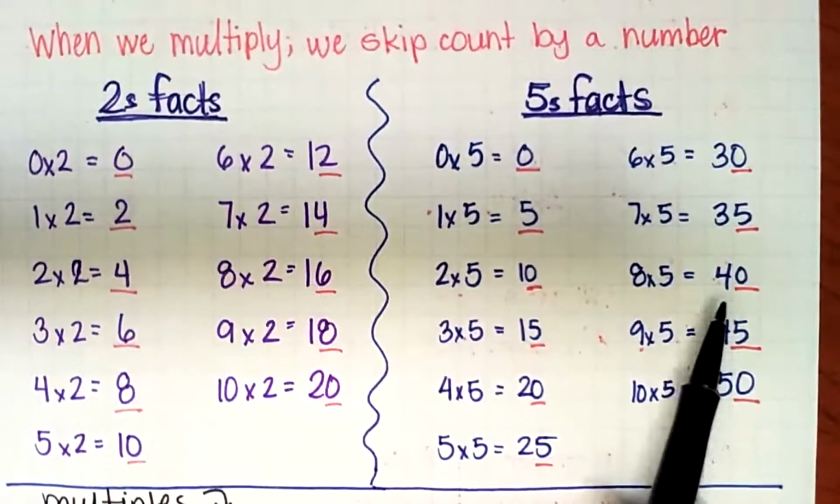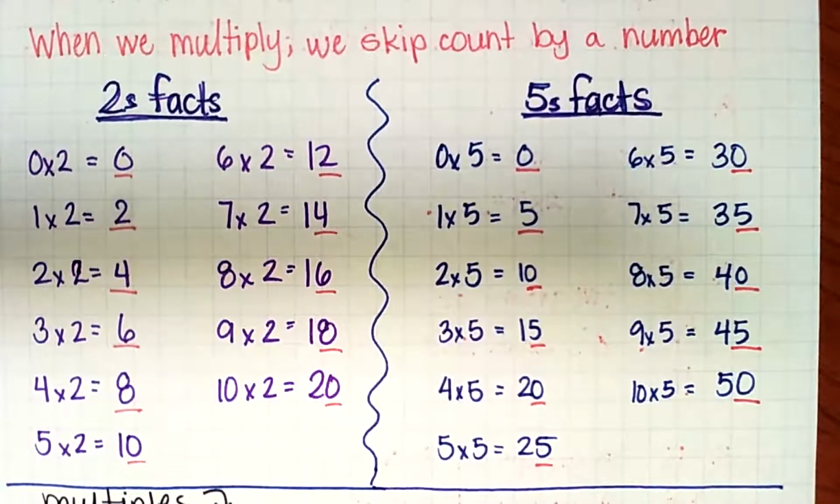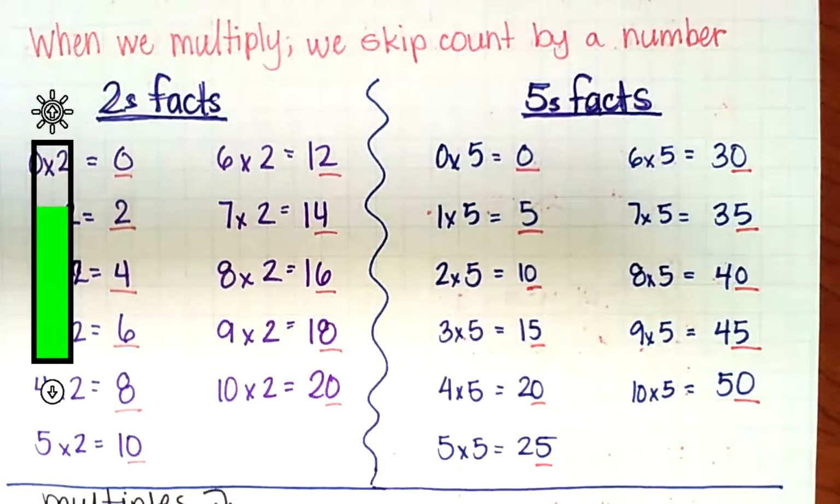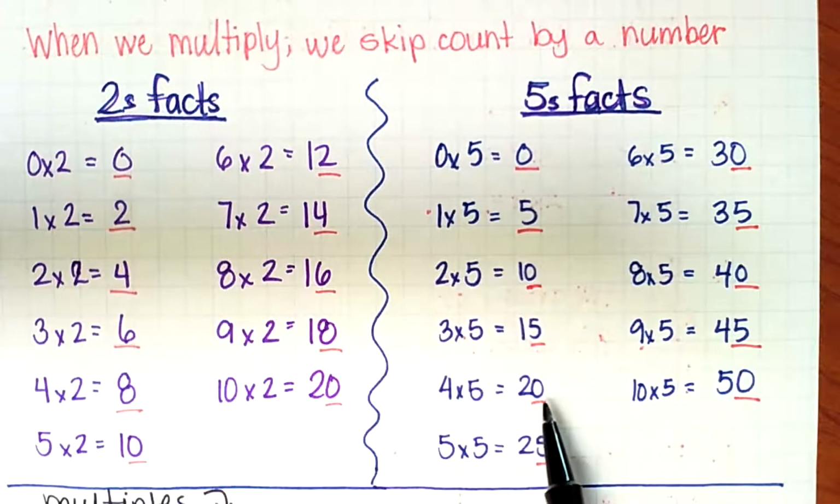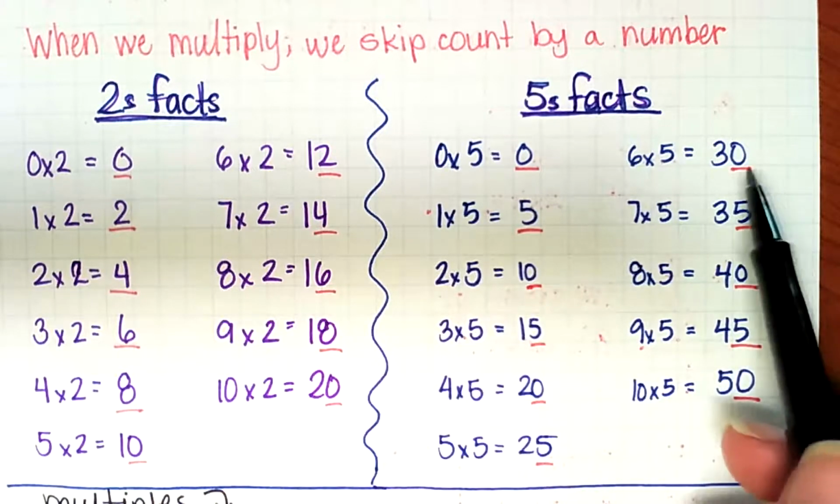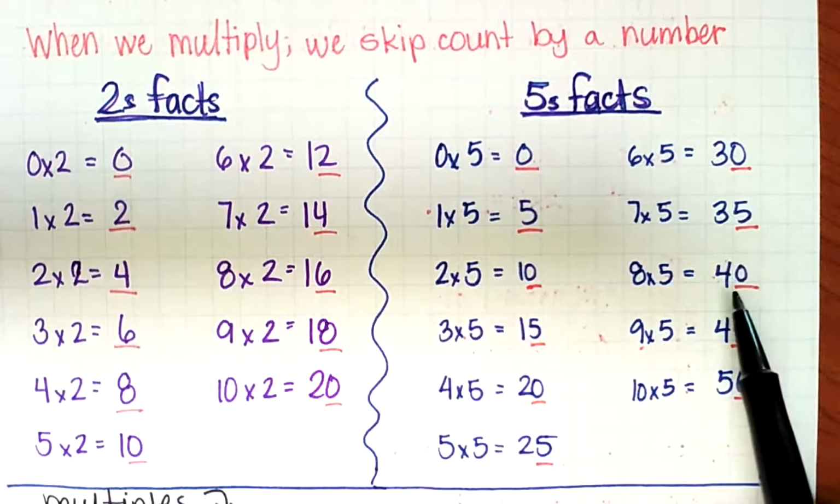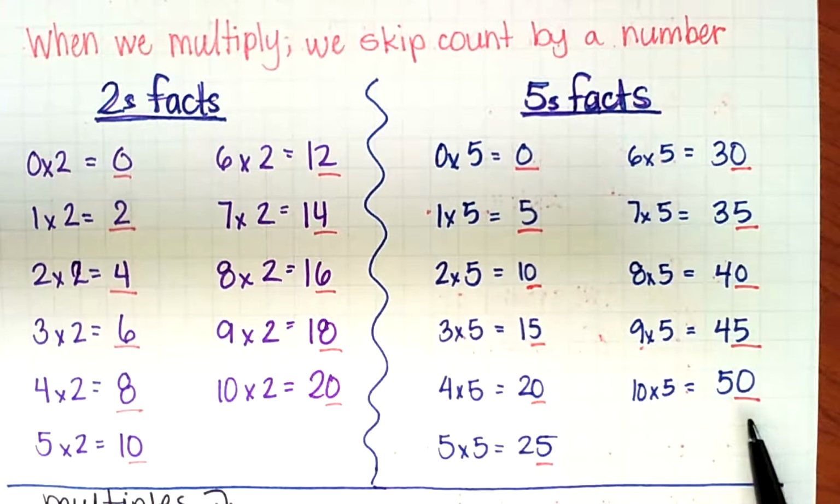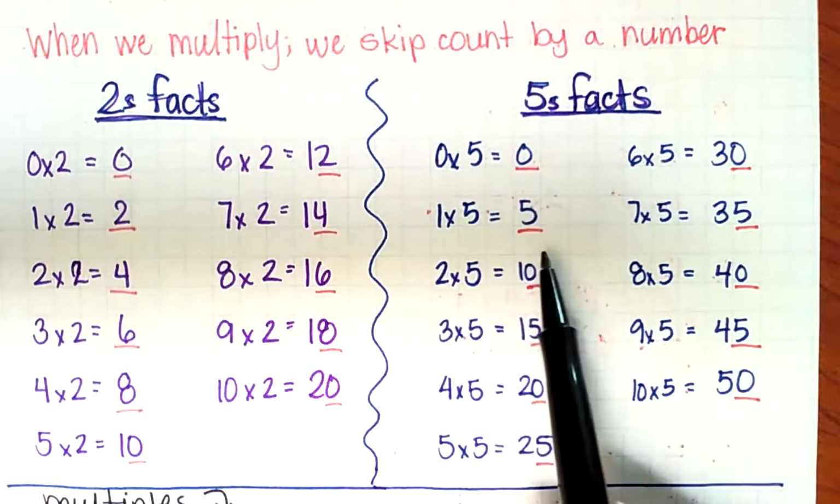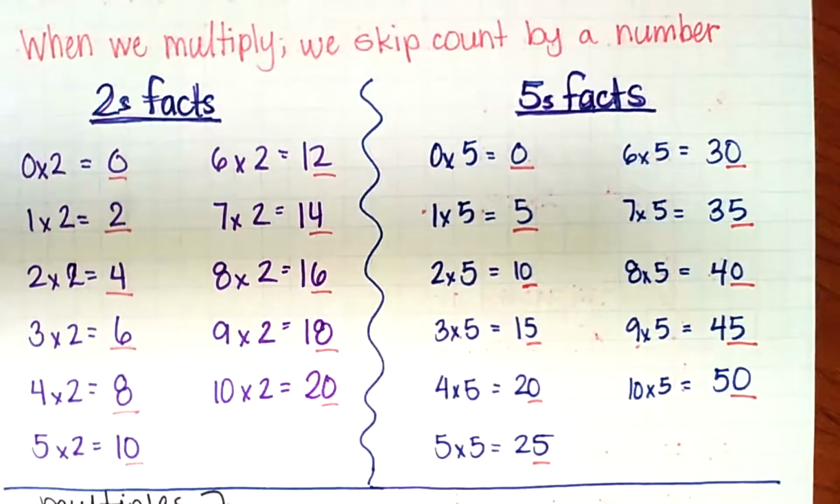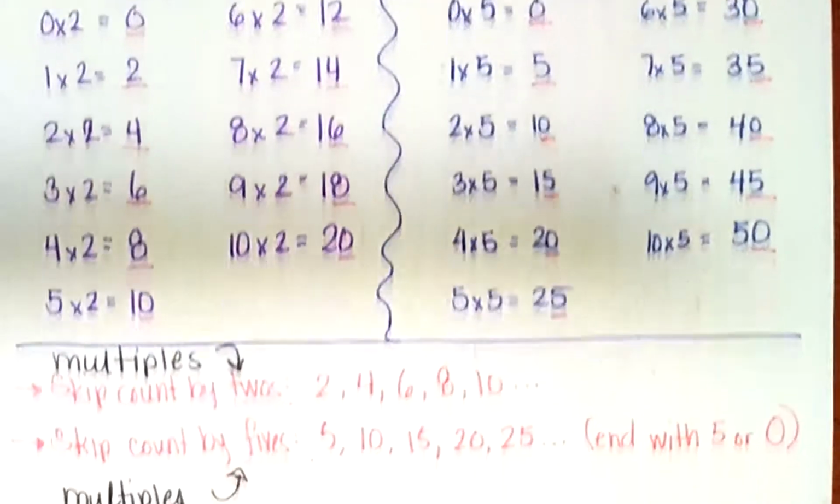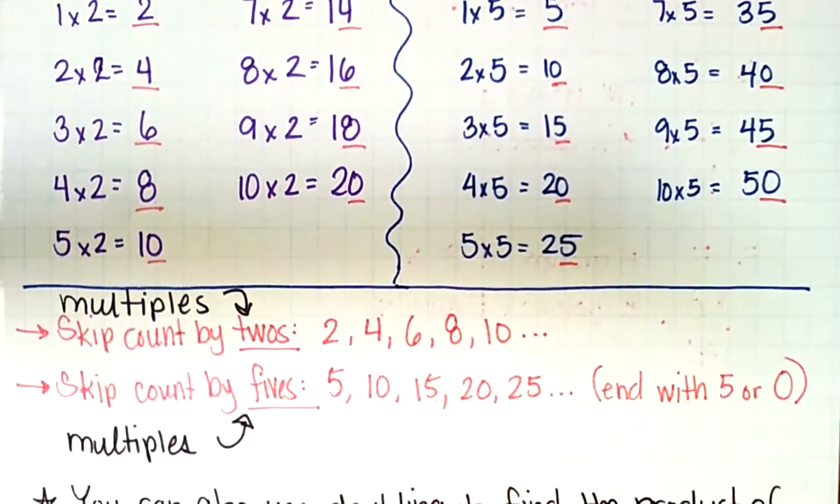When you're skip counting by fives, your ones place is always going to be 0 or 5. So 0, 5, 10, 15, 20, 25, 30, 35, 40, 45, 50. So your number in your ones place is always going to be either a 0 or a 5. That's how you know right away if it's part of the 5 times tables. Now, things that we need to remember.